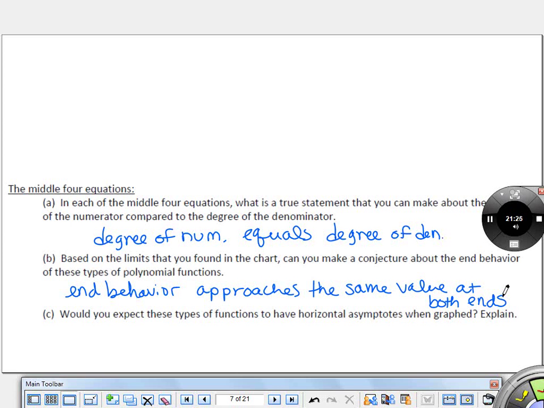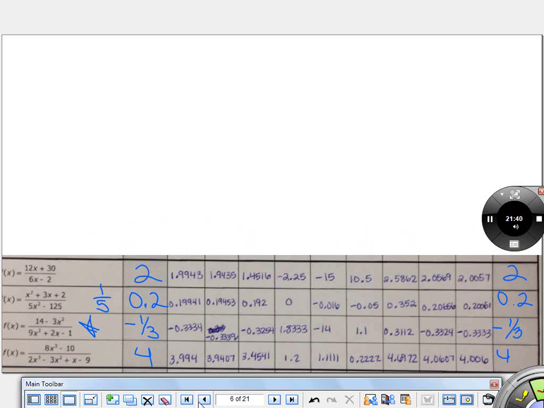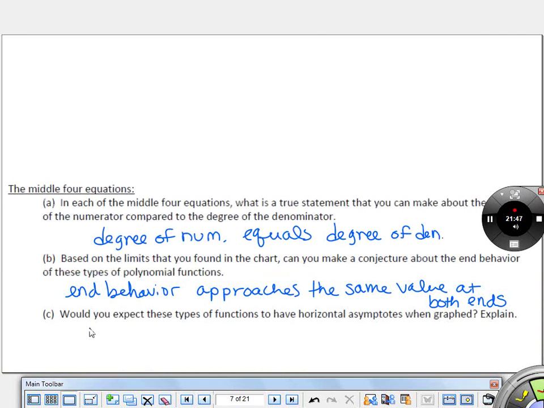Okay. So would you expect a horizontal asymptote for these types of functions? Would you expect them to follow some horizontal lines at the end? Yeah. Okay. Different for each one, right? Like if I go back, this one I expect to follow a horizontal line at 2. This one I expect to follow a horizontal line at 0.2, etc. But I would expect a horizontal asymptote. So the answer here would be yes, and it's because of what we said here.